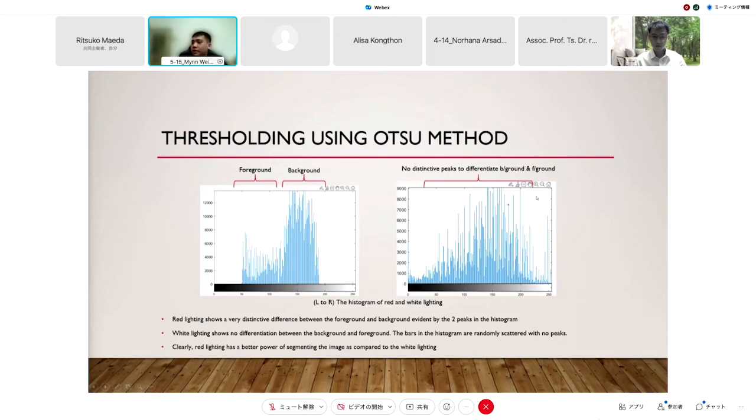So as you can see here, this is for the white lighting version. There are no distinct peaks, all right? There are no peaks, stating that there is no distinction between the background and the foreground. So therefore, we can prove that by using red lighting, we get a better visualization of the presence of E. coli on the test cell, on the test piece, sorry.